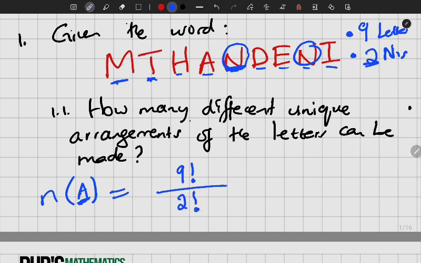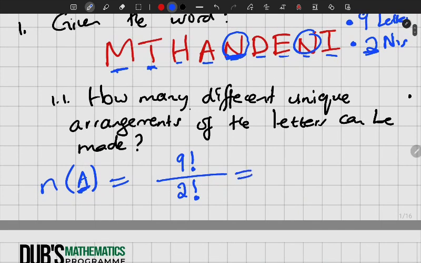If we had 2 N's and 2 A's, we would divide by 2 factorial for N, and then by 2 factorial again for A. If we had 2 N's and 3 A's, we would then divide again by 3 factorial to account for repeated letters. So you divide by the factorial of the number of repeated letters. And then you would calculate this. Then we are getting 181,440 different arrangements, or different words that we can create by rearranging this. You can say it's a lot.